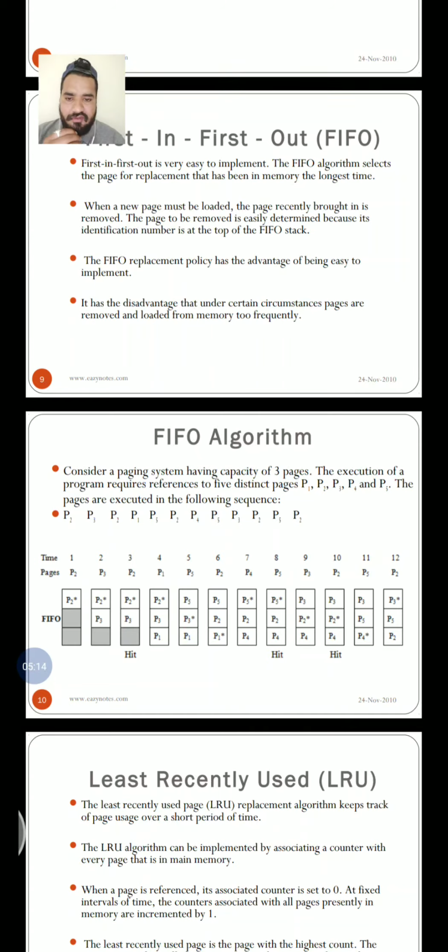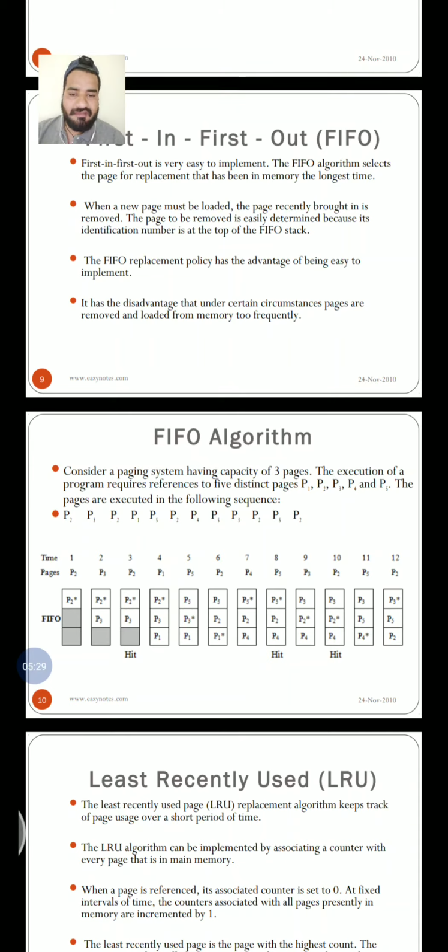Third time I want to store again P2, which is already present in the memory. So hit is written over there, because I want to swap in that page which is already present in the main memory. So I will write hit there.